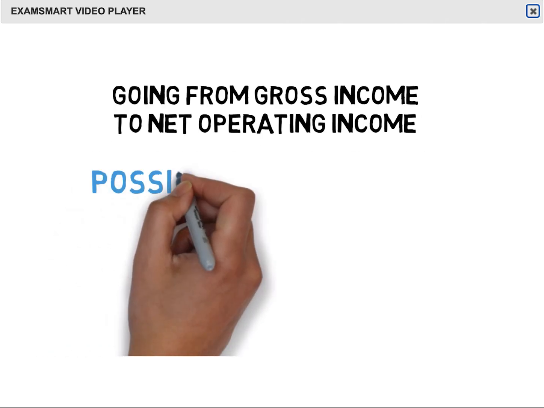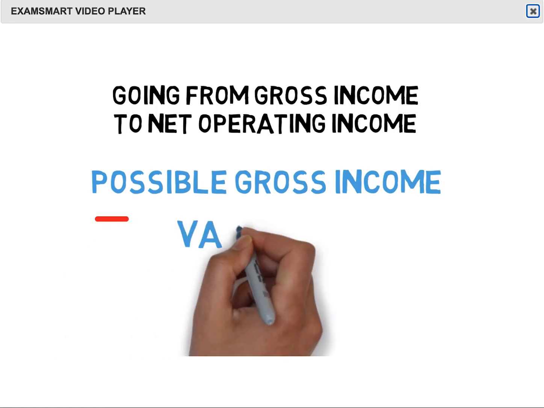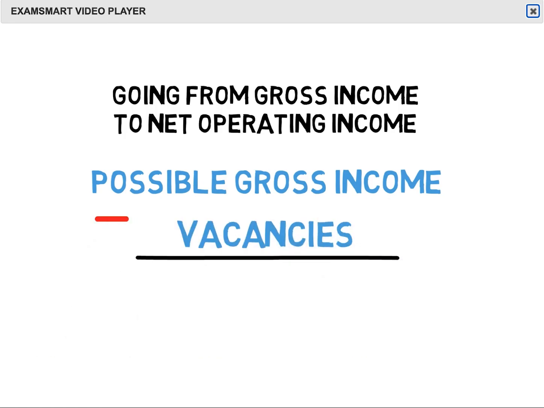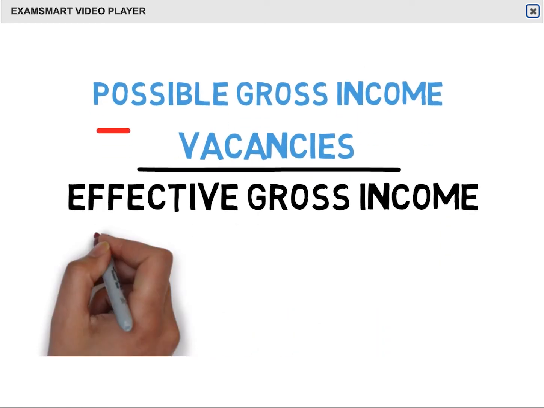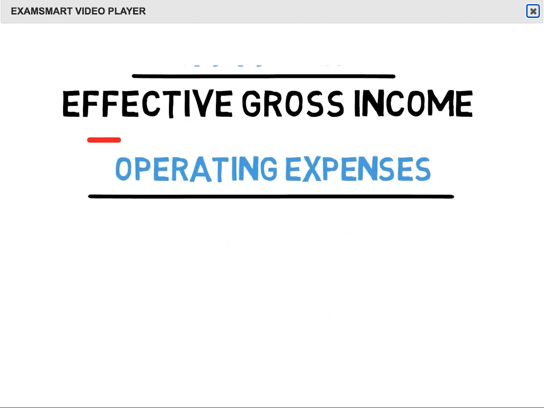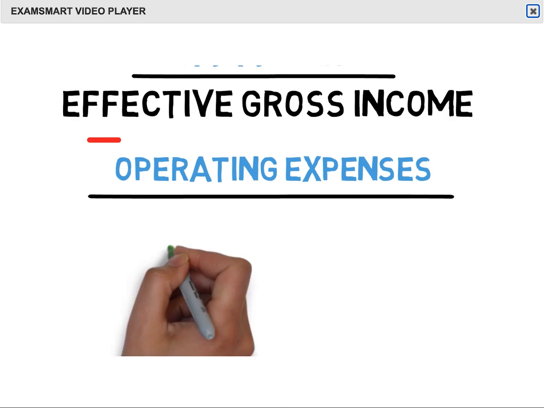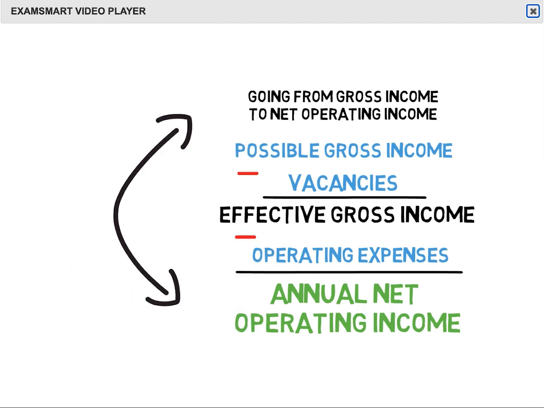As a review, here are the steps involved in going from gross income to net operating income. Step 1, we take the possible gross income. Step 2, minus the vacancies to arrive at what's called effective gross income. Step 3, minus the operating expenses to arrive at step 4, or the summation here, the annual net operating income. So again, gross income minus vacancies minus expenses is the net operating income.